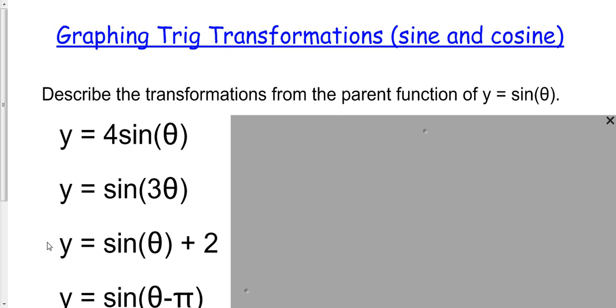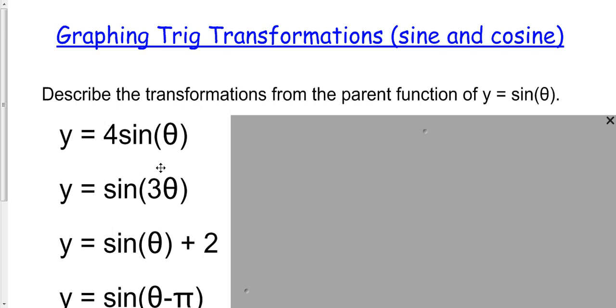In this video, we're going to look at graphing trig transformations. So what happens to the sine and cosine graphs as we do stuff to it? We've got 4 examples here. We're going to take a peek at these graphs in a different program. And we're going to figure out what the 4 does in front, what the 3 does on the inside, what the 2 does on the outside, and what the minus pi does on the inside.